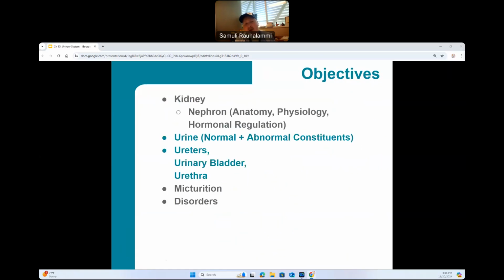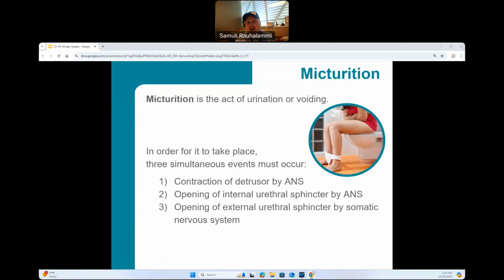Now that we've talked about the ureters, urinary bladder, and urethra, I want to wrap up this video by briefly mentioning the process of micturition. So let's have a look at that. Micturition is the act of voiding or emptying the urinary bladder. And like I mentioned earlier, there are 2 sphincters that control the release of urine, and these were our internal and external urethral sphincters.